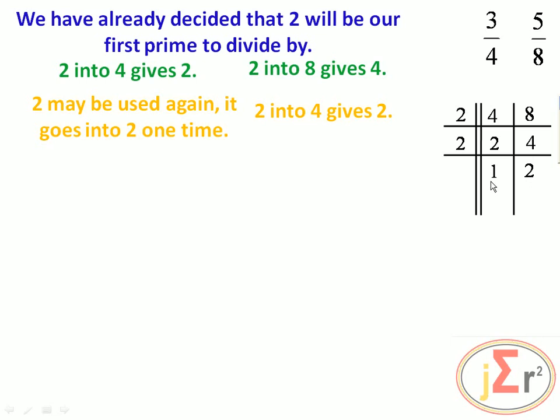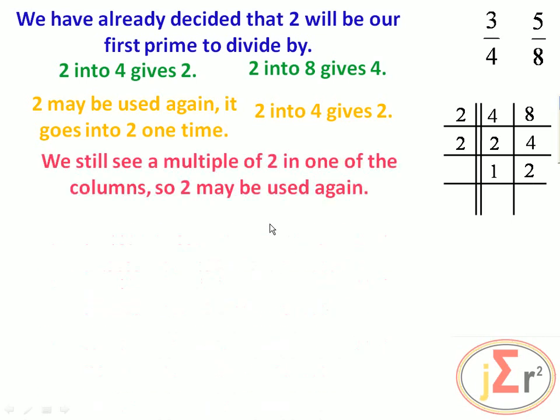Although the other one has been exhausted, we have this column that has not been exhausted, and 2 is a factor that can go into this one. 2 into 2 goes one time. We still see a multiple of 2 in one of the columns. So 2 may be used again.